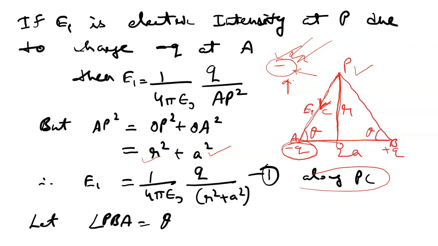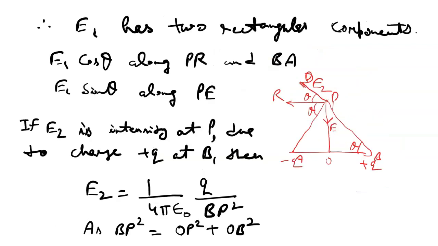Now let angle PBA be theta. Therefore E1 has two rectangular components: E1 cos theta along PR, parallel to BA, and E1 sin theta along PE. I hope you remember how to make the rectangular components.